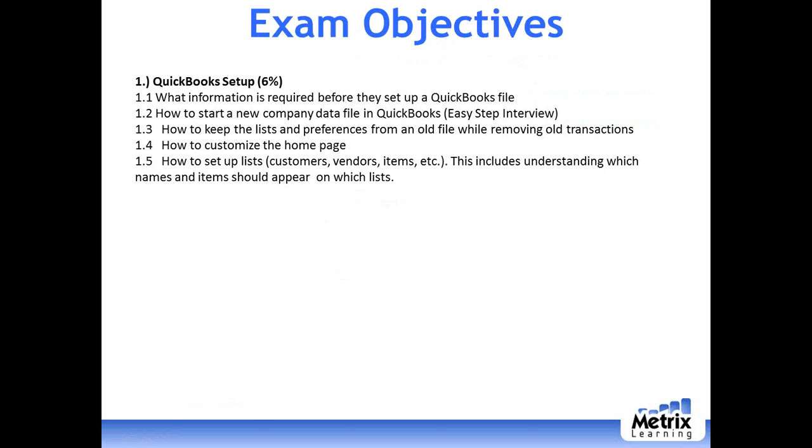So I mentioned 50 multiple choice questions. In order to pass the exam, you need a 700 out of 1,000 or higher. So when I'm talking about these different sections for the exam objectives, just keep that in mind. If something says 10% of the questions, that's 5 questions that will be asked in that topic area. So what I'll do now is go over the exam objectives.